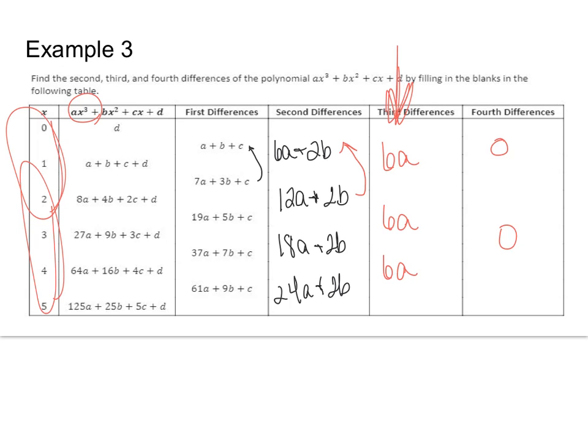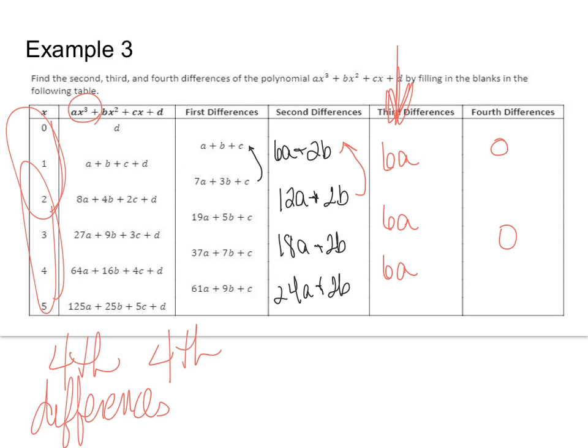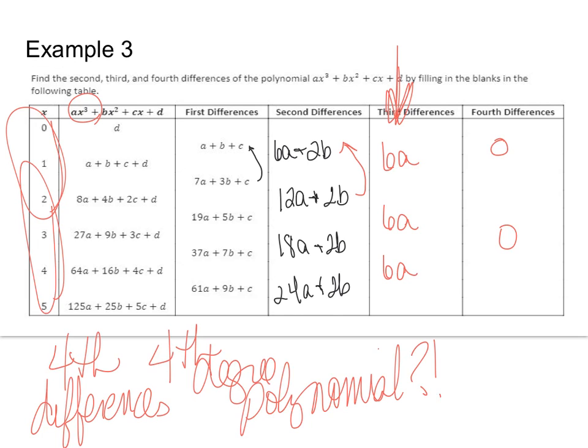So, what's your conjecture about the fourth differences of a sequence generated by a fourth degree polynomial? So what are our fourth differences? What do you think it is? Okay, think about it. We went from 2a to 6a. So what do you think it's going to be for your fourth degree? I'm pausing on purpose.